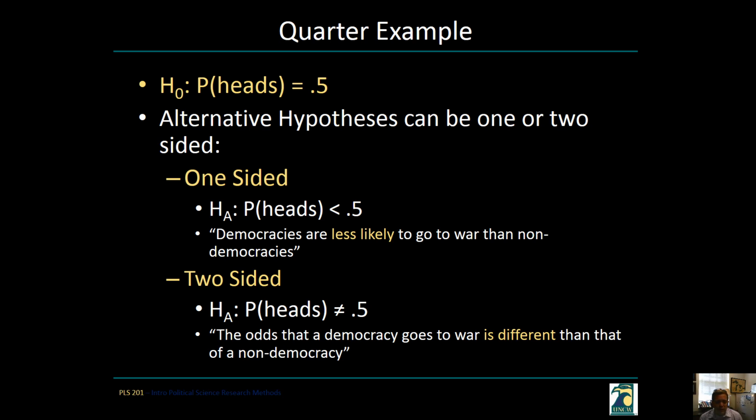So, a one-sided hypothesis: the probability of getting heads is less than 0.5. Or, for the last example, democracies are less likely to go to war than non-democracies. A two-sided hypothesis: probability of getting heads is not equal to 0.5. So the equal sign with a line through it, not equal to. Probability of getting a heads is not equal to 0.5. Or I could say, with the democratic peace example, the odds that a democracy goes to war is different than that of a non-democracy. So there is a difference between the odds of fighting, but it is just different.